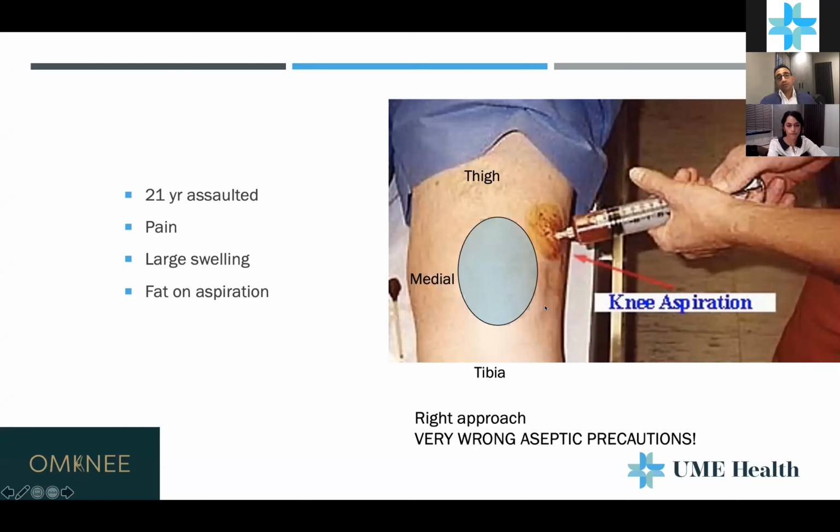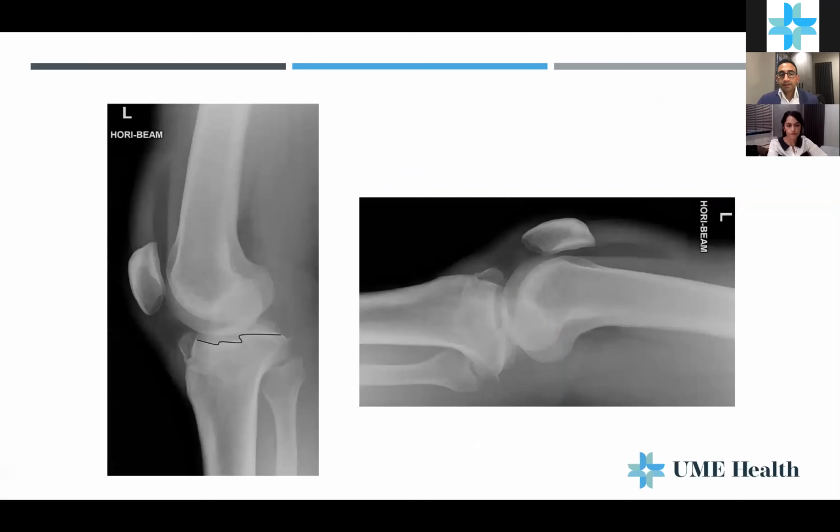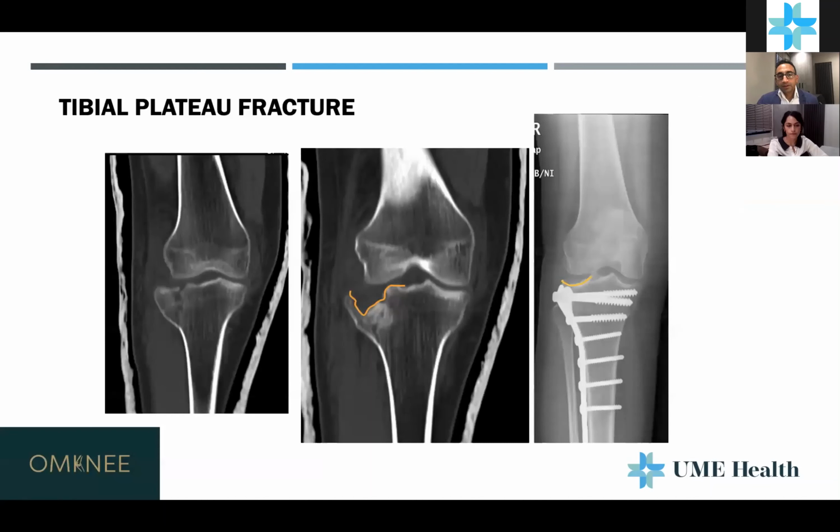But aspiration can be very therapeutic if the knee is really badly swollen. Taking that fluid off is like decompressing a really tense balloon, and patients really appreciate it. This lady had fat on aspiration. You can see a fat fluid level here, and she had a tibial plateau fracture. Sometimes these are missed in the emergency department. That was actually her CT, and we had to reconstruct the plateau with, as you can see, metal.